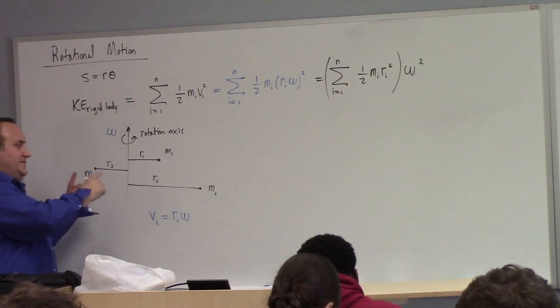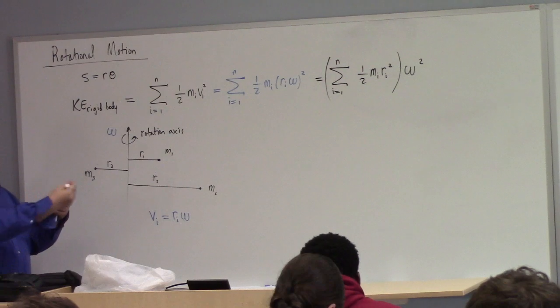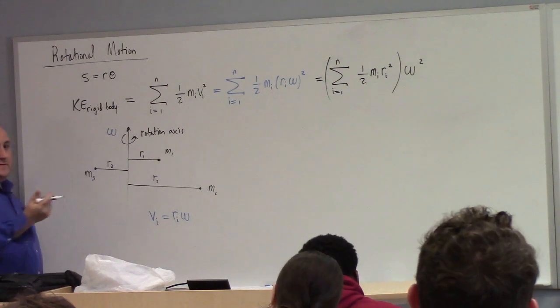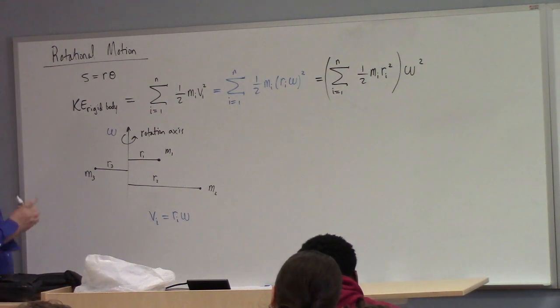Now that assumes that every single mass is fixed at the same rotation rate, right? This is the case. What I mean by a rigid body is a body where everything's connected. It's fixed, glued in place. It's forced to rotate at the same rate as all the other masses.